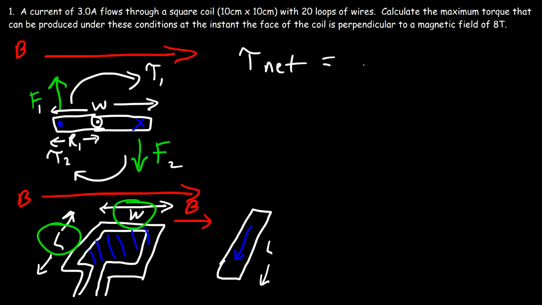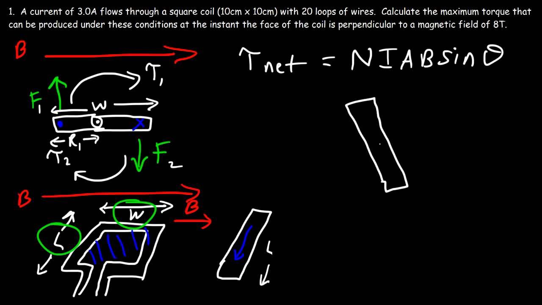The net torque acting on the coil is going to be NIAB sine theta. Now, what exactly is theta? Let's say this is once again the side view of the coil, and this is the normal line of the coil, and let's say this is the magnetic field. Theta is the angle between the normal line and the magnetic field.